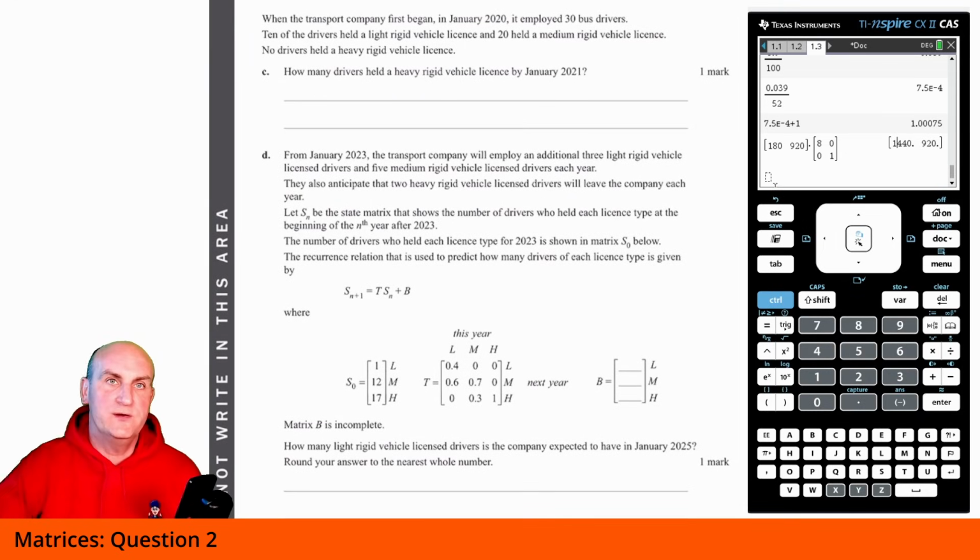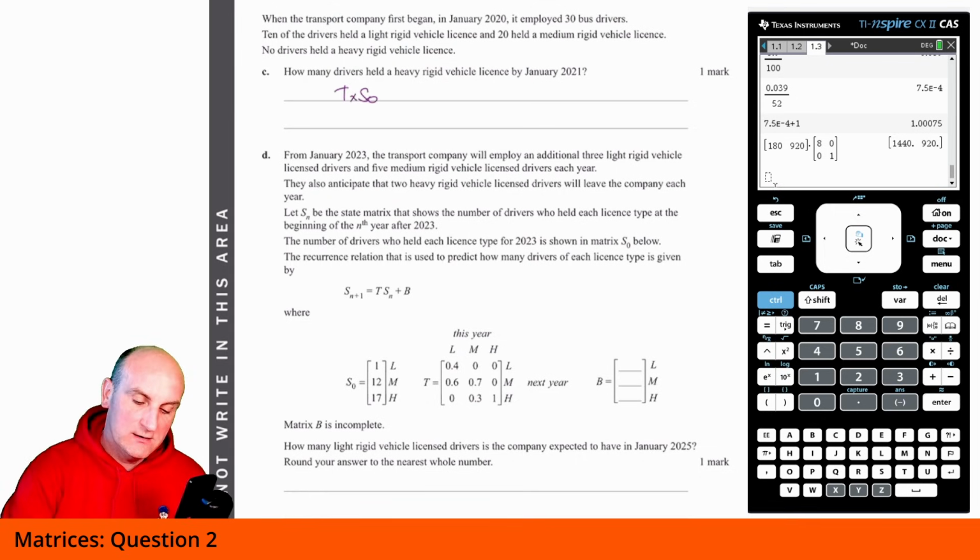When the transport company first began in January 2020, it employed 30 bus drivers, 10 of whom had a light rigid and 20 held a medium. No drivers held a heavy. How many drivers held a heavy rigid vehicle license by January 2021? Okay, so we got our transition matrix. And we have our S0. So our S0 in this situation is 10, 20, and 0, which is light, medium, and heavy.